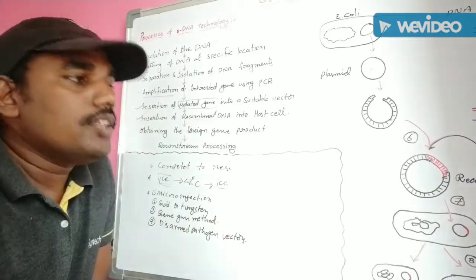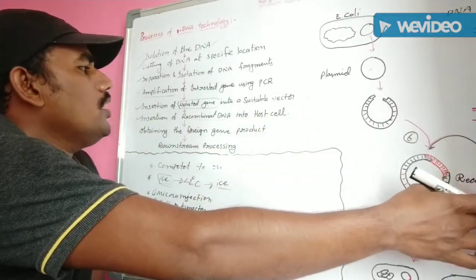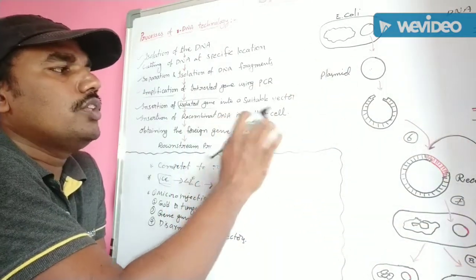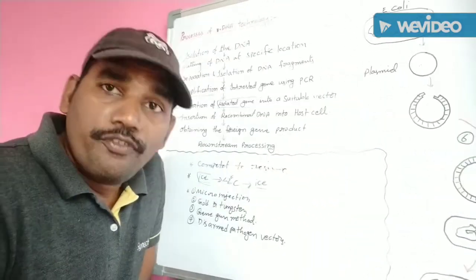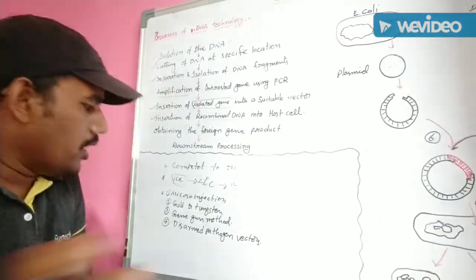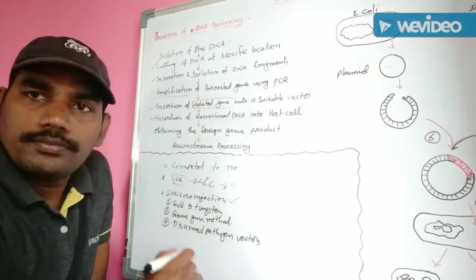The recombinant DNA, the isolated DNA, is inserted into the host cells, and different types of insertion methods are available. The first one is microinjection.